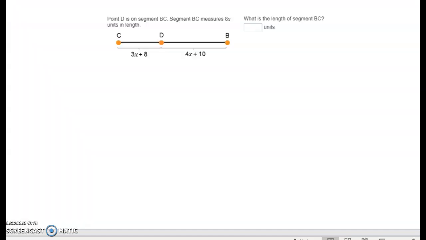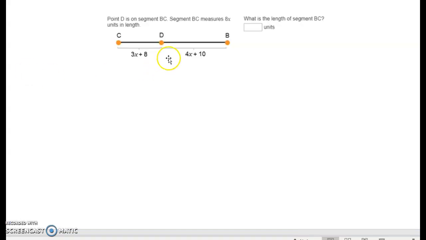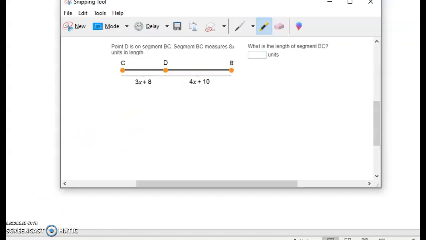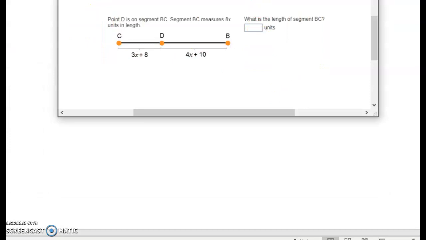If you were kind of struggling a little bit with the segment addition and angle addition postulate, watch these next two examples and I hope that it's going to help you a little bit. First of all, just to make sure that we understand the segment addition postulate, let me just take a snip of this.